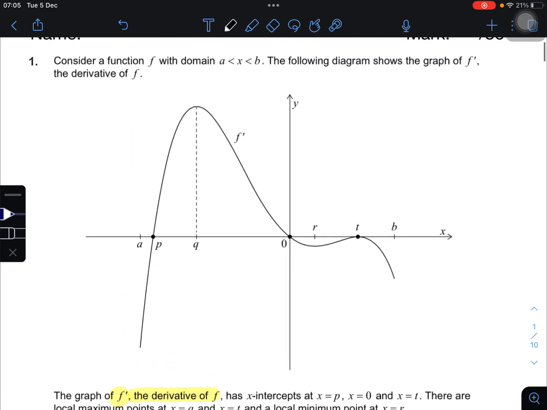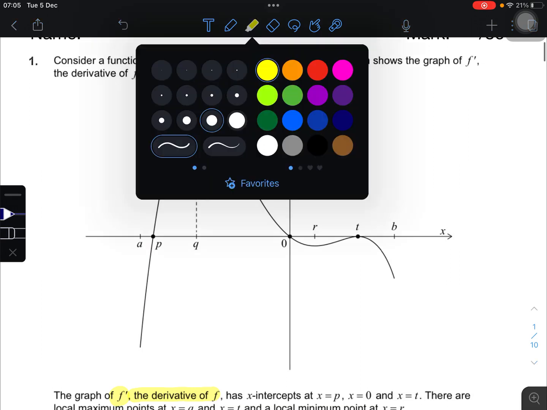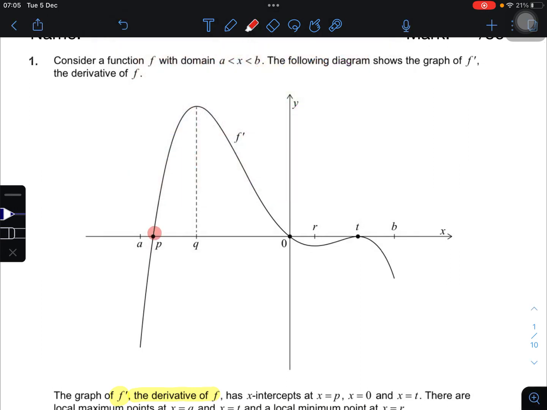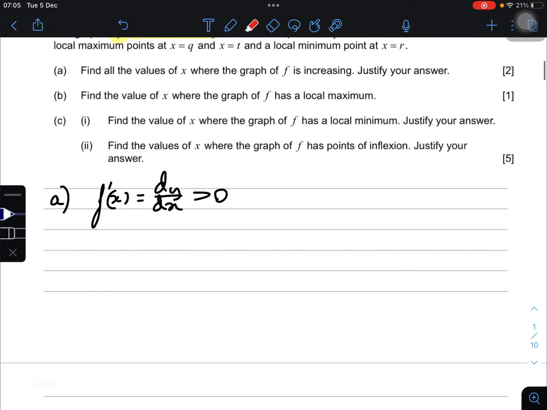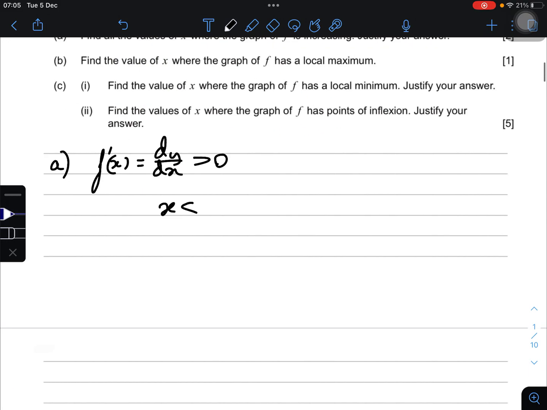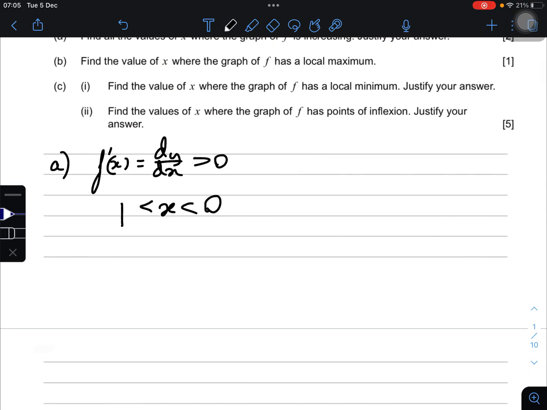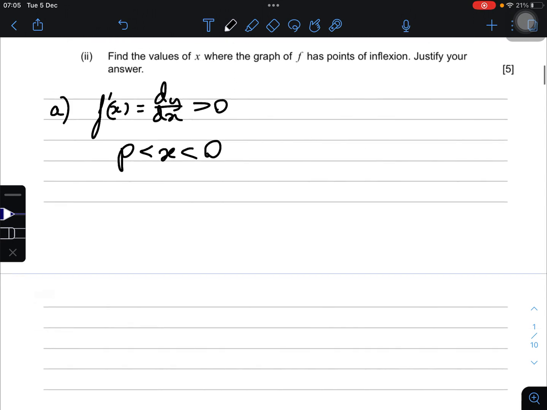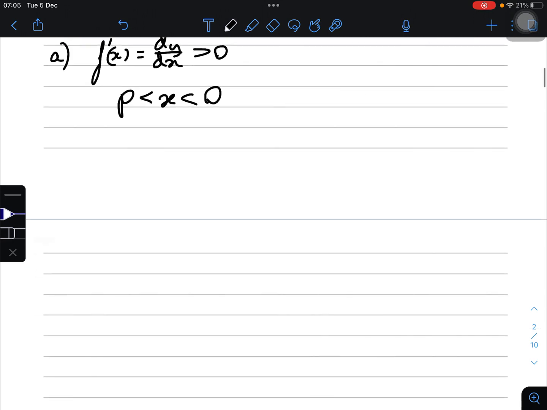So let's look at this. At what points is it greater than 0? Obviously greater than 0 all the way here. Then it's less than 0. There's no other point where it's greater than 0. So for part A, we need all the part there that I've highlighted in red. So we need x to be between 0 and p. Great. Part B.